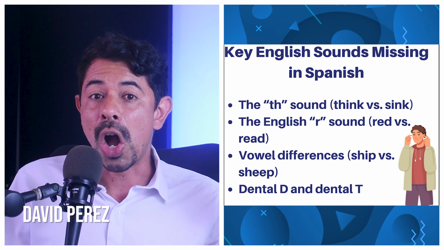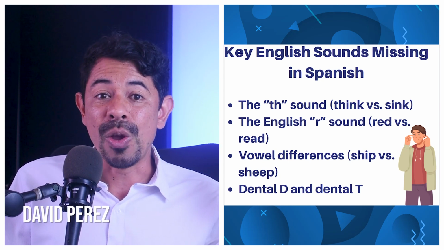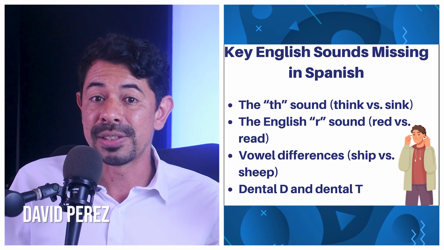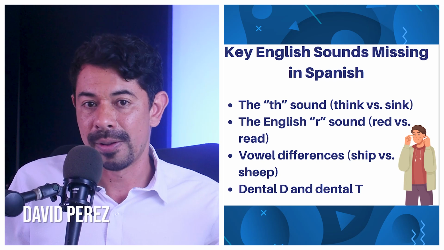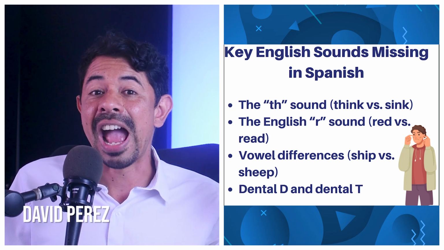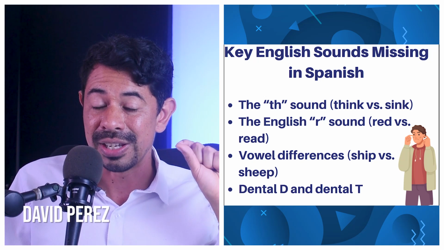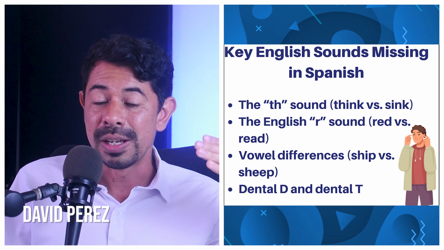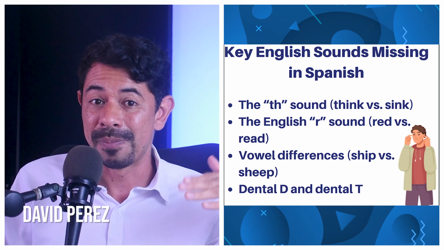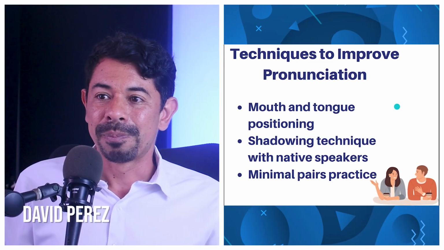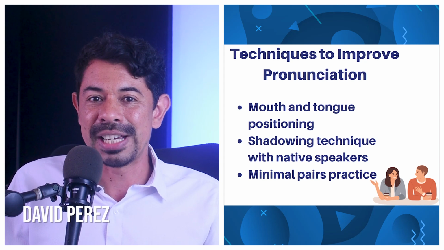Then you also have the R, the retroflex R. And you have the difference in vowels: ship versus sheep, sick versus seek, etc. And you have, this is a smaller, more nuanced variation, dental D and dental T: day versus dia, or tomato versus tomate. That's important. So, some techniques to improve your pronunciation.